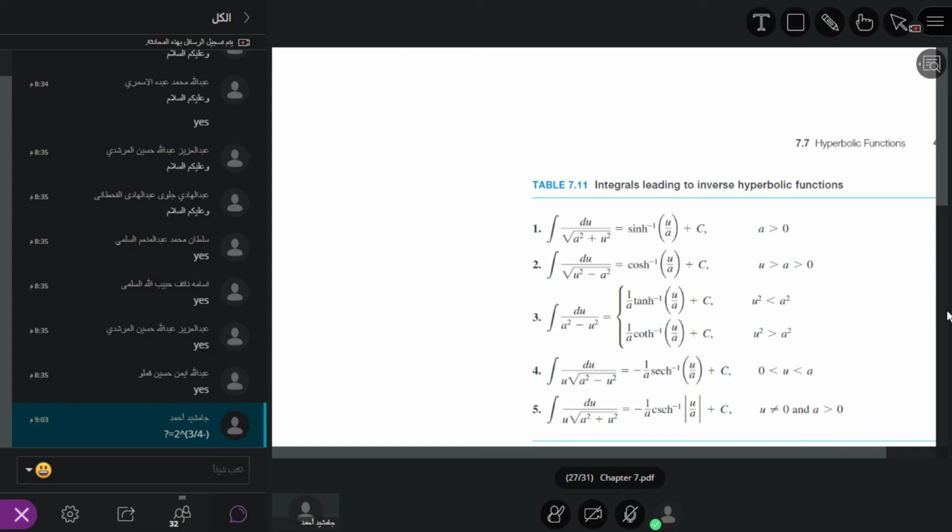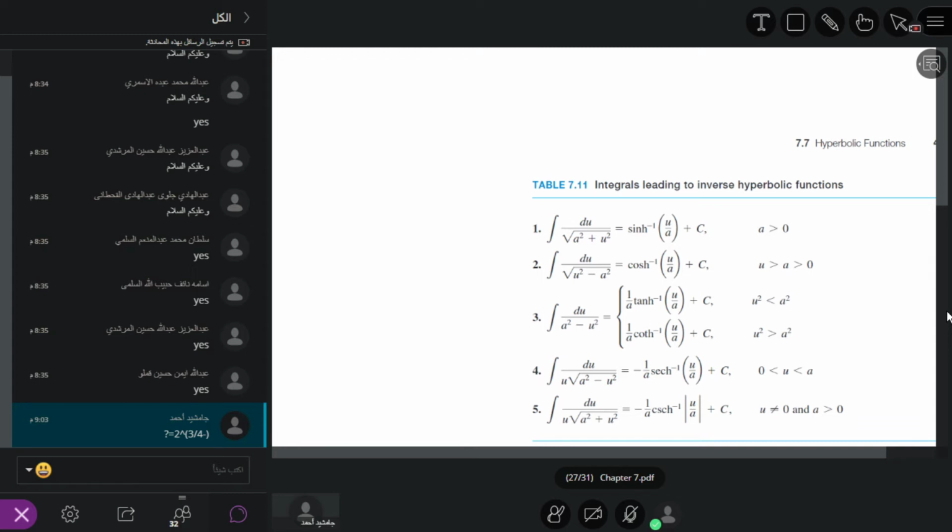So cosine hyperbolic square x minus 9 divided by 16 is equal to 1. So cosine hyperbolic square x minus 9 divided by 16 is equal to 1.